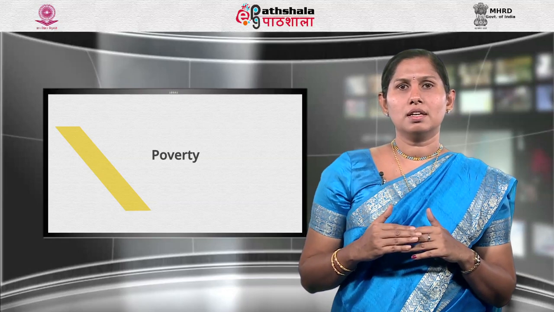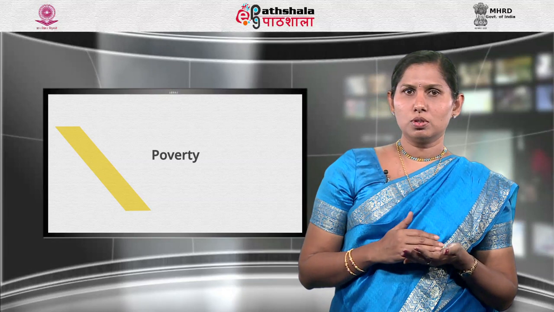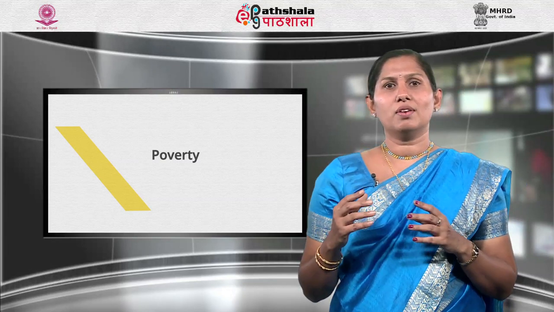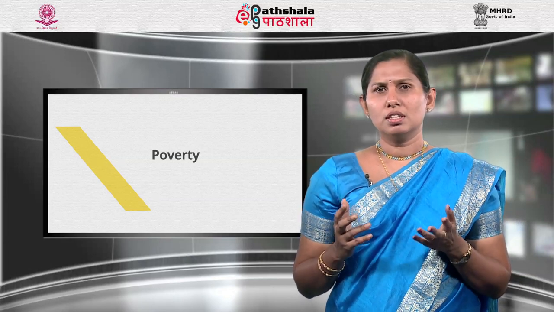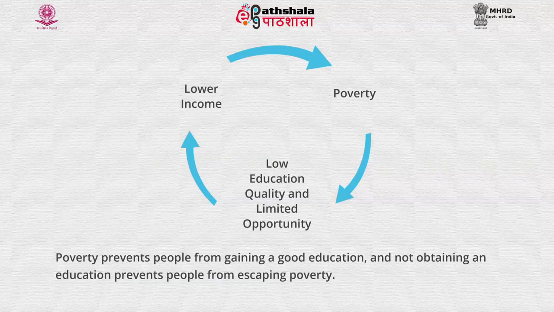Low literacy rates can affect societies in various ways, including the labor force and politics. Obtaining a basic education could bring 171 million people out of poverty. This leads to a bad cycle. Do you know what it is? Poverty prevents people from gaining a good education, and not obtaining an education prevents people from escaping poverty.